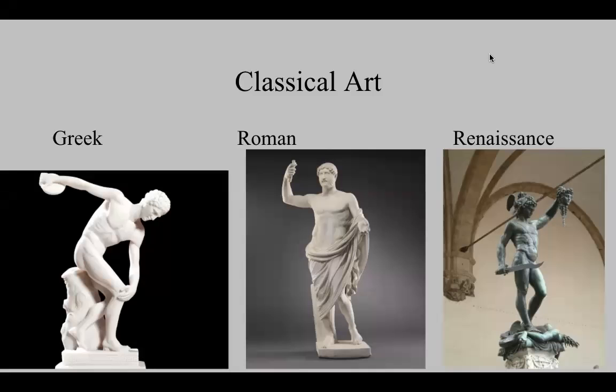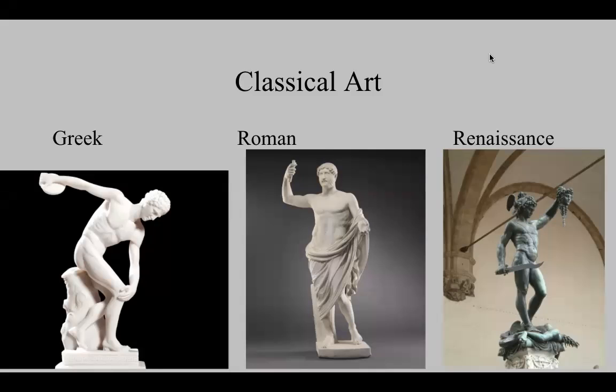We've been studying classical art since early in the ancient Mediterranean. We focused first on the Greeks. Here is an example of Myron's discus thrower. And then, of course, the Romans liked to copy the Greeks. And so we have here an image of Hadrian as a Greek god with his idealized body.